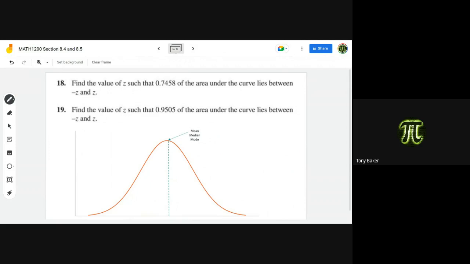All right, let's look at this one. There's a couple pieces of information in this one that's supposed to help you out. The biggest one is it's negative z and z. That means z is going to be the same value. That's actually extremely important in this case, because if that wasn't the case, you couldn't do this problem. That means you're looking from the center out. So I pick a line over here and a line over here. That's negative z, and that's z. And in here is 0.7458.